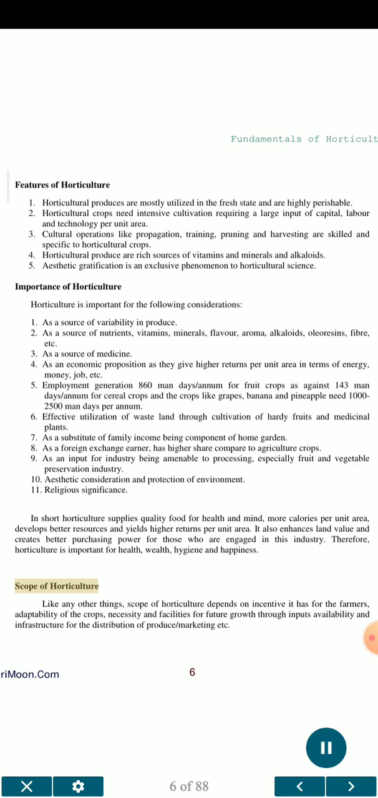Scope of horticulture. Like any other things, scope of horticulture depends on incentive it has for the farmers, adaptability of the crops, necessity and facilities for future growth through inputs, availability and infrastructure for the distribution of produce, marketing, etc.